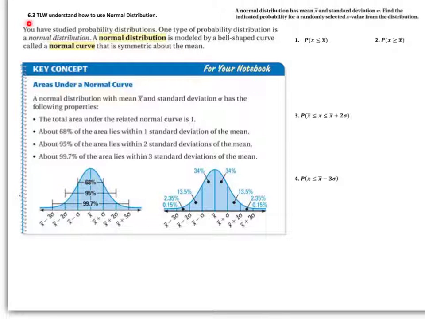Alright guys, today's goal: the learner will understand how to use normal distribution.